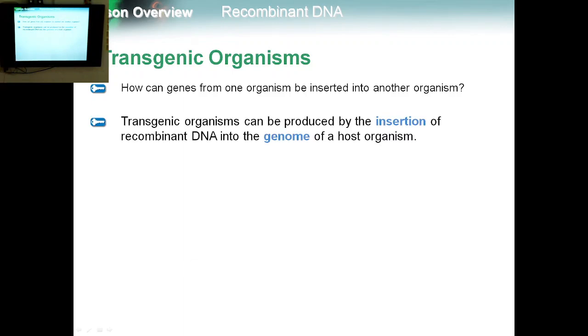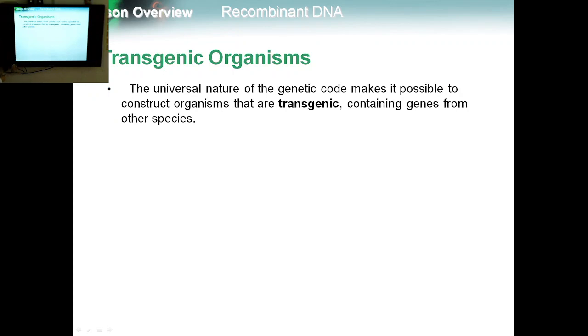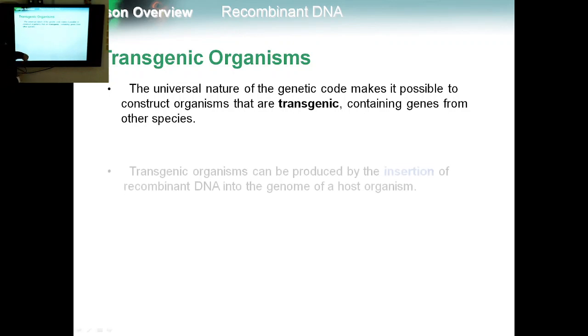So a transgenic organism can be produced by the insertion of recombinant DNA into the genome of a host organism. So we have to form the recombinant DNA first and then insert this recombinant DNA into the host organism, okay? This is the new technology of the transgenic organism. The universal nature of the genetic code makes it possible to construct organisms that are transgenic, containing genes from other species. So we have transgenic organisms which contain specific genes from other species.